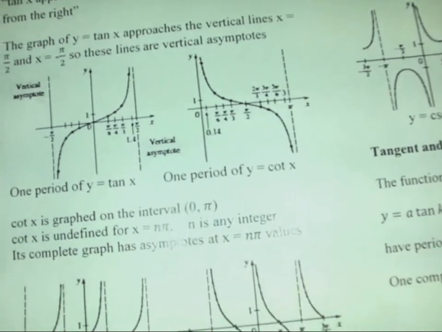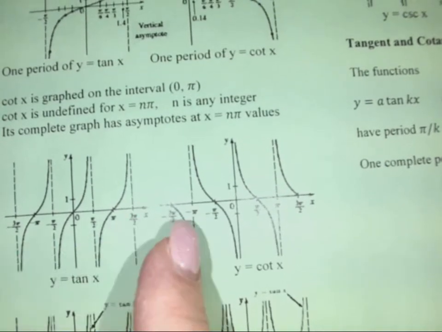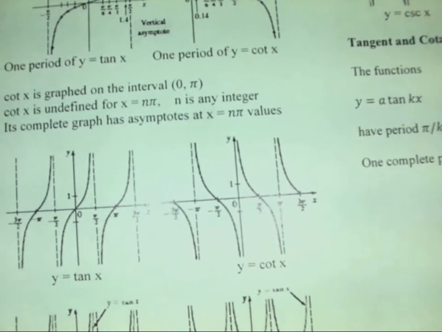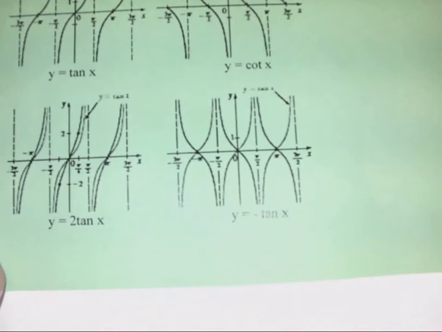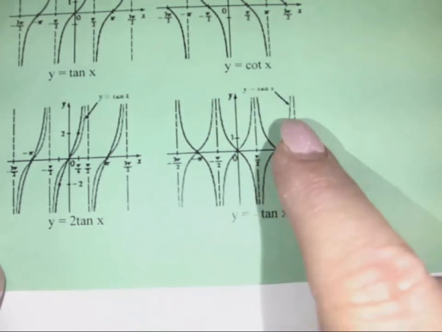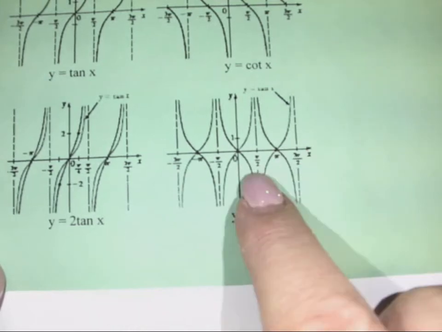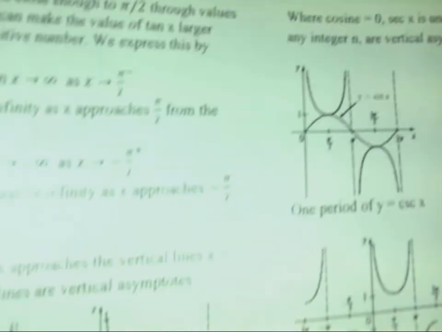So if we look at the complete graphs, here is what a tangent graph looks like, where it repeats to the left and the right, and the cotangent does as well. And then we will also do some transformations where we multiply. If we multiply by 2, things get stretched up. And if we have a negative, it will flip it. So this looks like a cotangent graph, but you can tell by the values of our period that it's still a tangent graph, but it looks very similar to that.